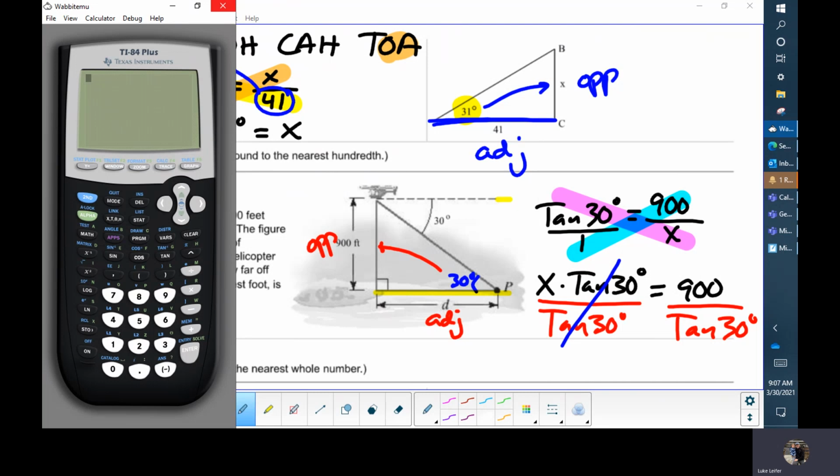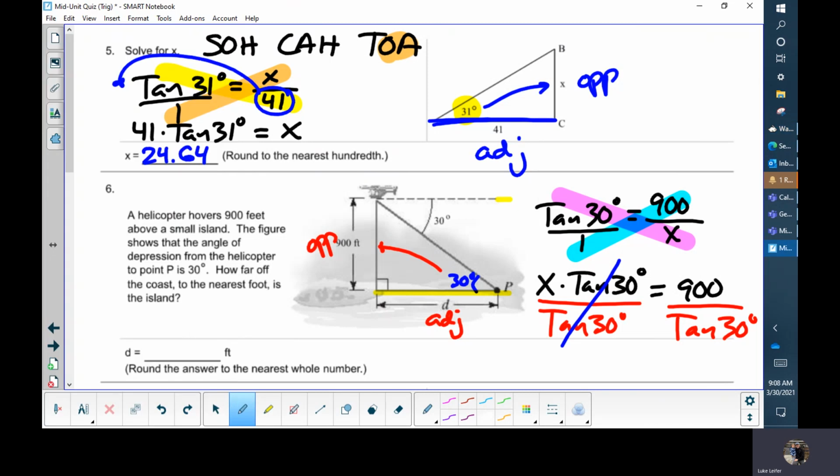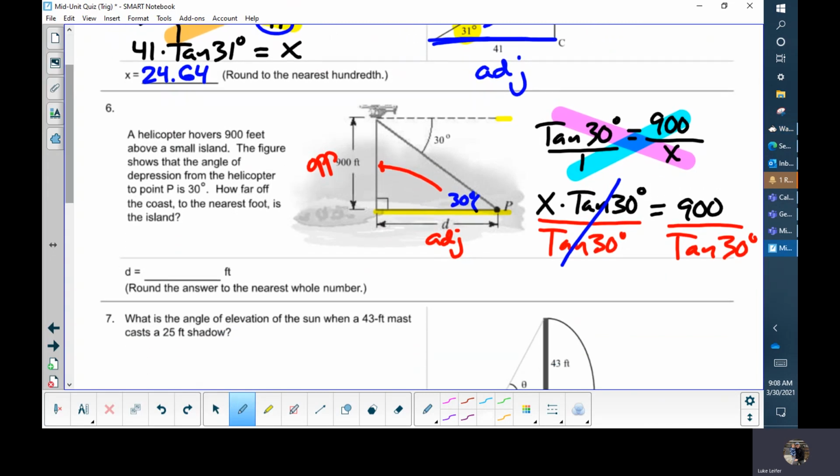Okay, now it's a calculator problem. Let me move this over here. So 900 divided by the tangent of 30 degrees, and I get this number, 1,558 point, round to the nearest whole number. So 1559. Make sure you are answering the way they want you to. 1559.